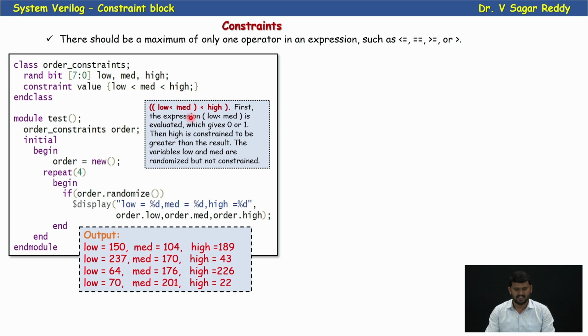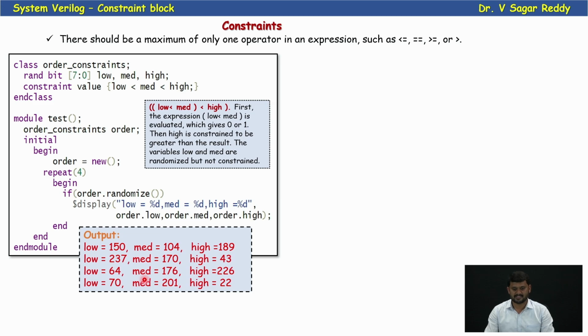So first the expression low less than mid is evaluated, which gives either 0 or 1. It may be true or false. Then that high random variable is constrained to be greater than that result. That is, high should be greater than 0 or greater than 1. So the variables low and mid are randomized but not constrained. So we got a wrong output.